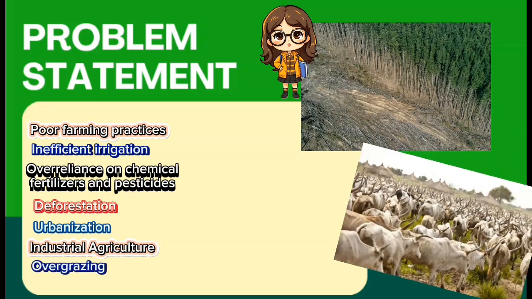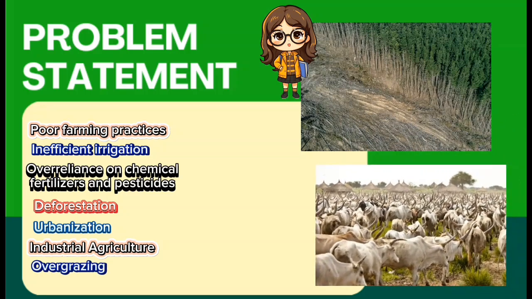Next, we have the overgrazing. It occurs when livestock exceed the carrying capacity of grazing lands, causing soil degradation, erosion, and loss of vegetation. Lastly, we have the urbanization, which refers to the rapid expansion of cities leading to environmental degradation.